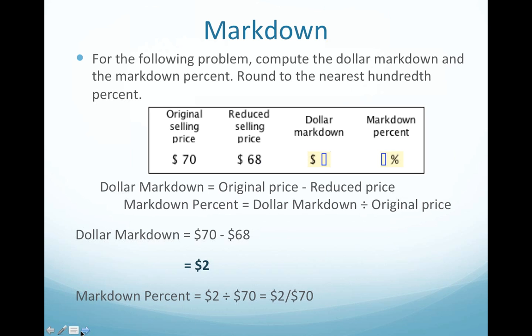And then to find the markdown percentage, we simply divide the markdown dollars by the original. 2 divided by 70 gives us 0.02857. Move the decimal 2 places to the right, gives us 2.857. Okay, we round it to the nearest hundredth place. It's not uncommon for us to round to the hundredth place value when we're working with decimals. And then we just slap a percentage sign on the back of it.